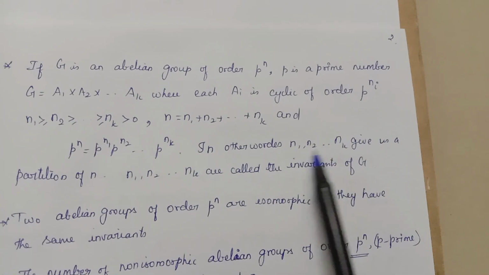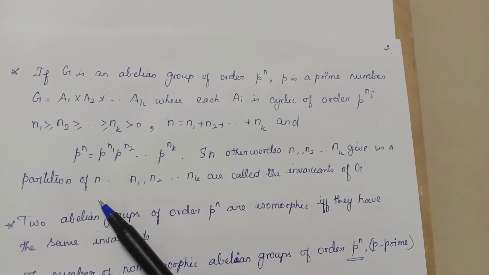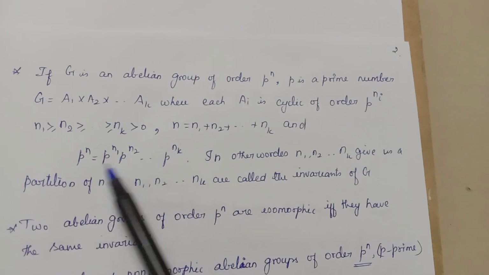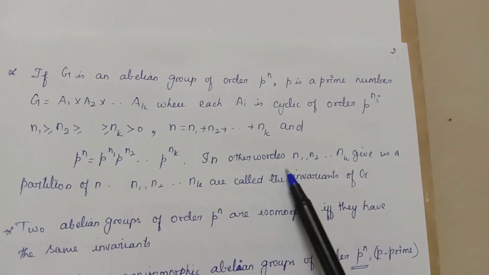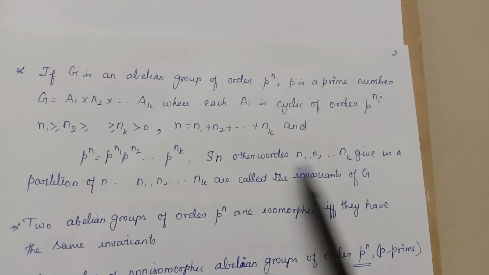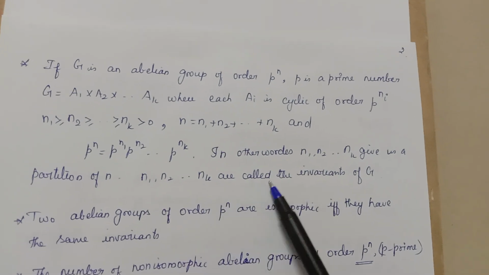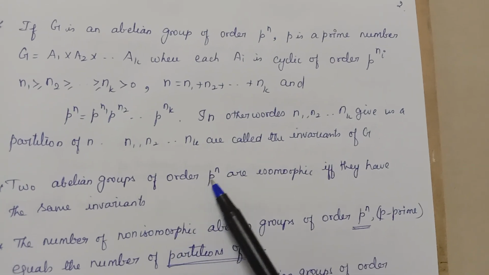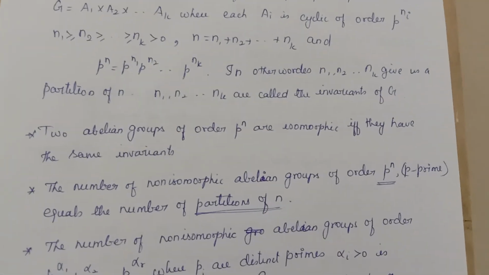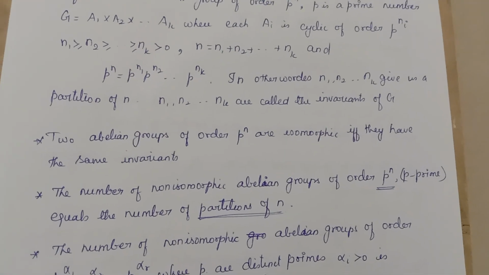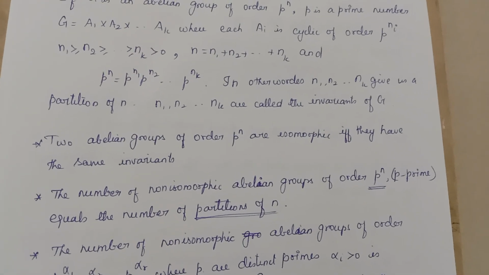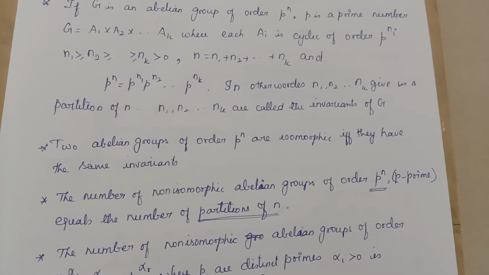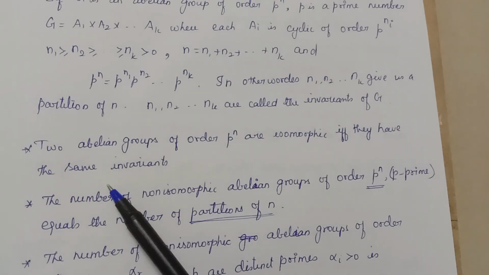This sequence is nothing but a partition of your n, because if you add all the powers n1, n2, etc. nk, you will get n, no? So this n1, n2, etc. nk, they are nothing but partitions of n, and they are called invariants of the group G. Okay, next, two abelian groups of order P power n are isomorphic if and only if they have the same invariants. So just like that you can't say, if you have two abelian groups of order P power n, that they are isomorphic. What you have to check? Whether the invariants are the same or not.